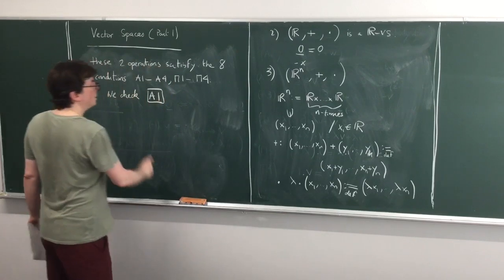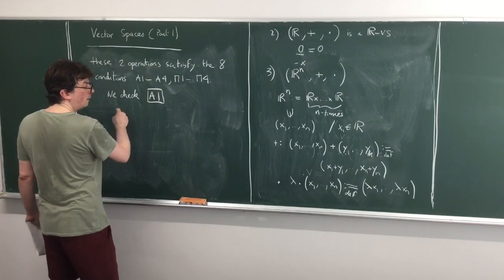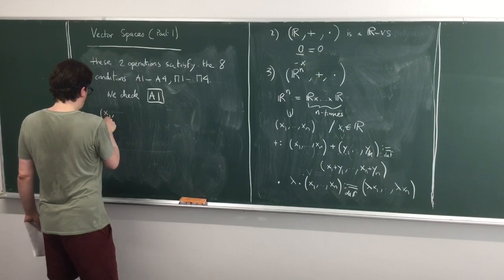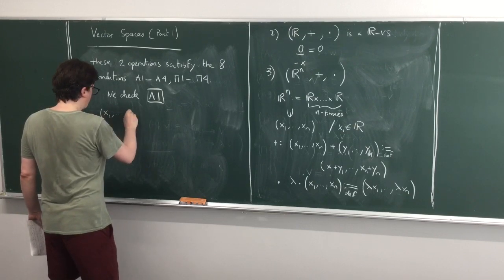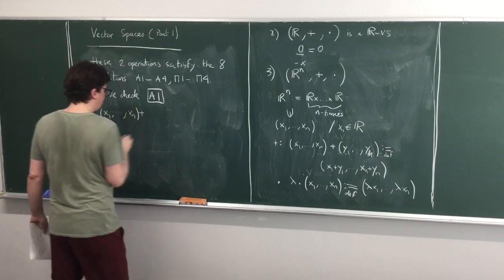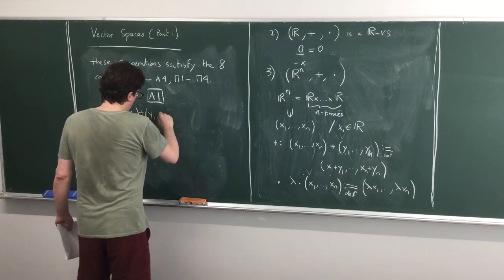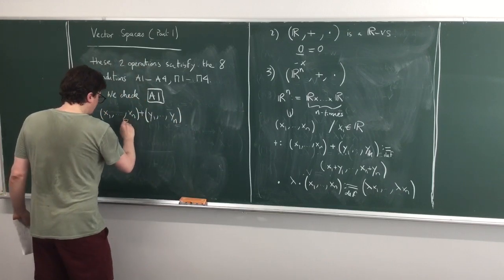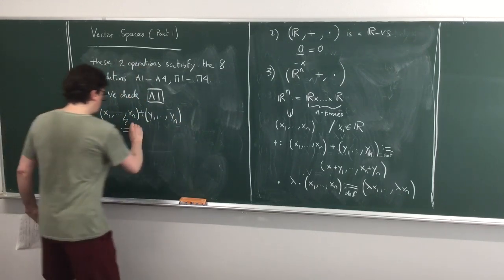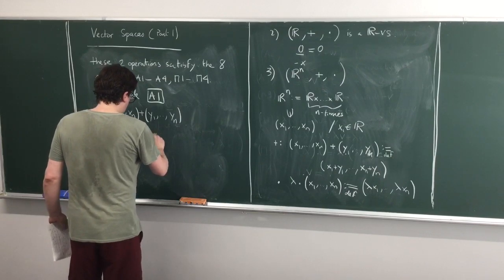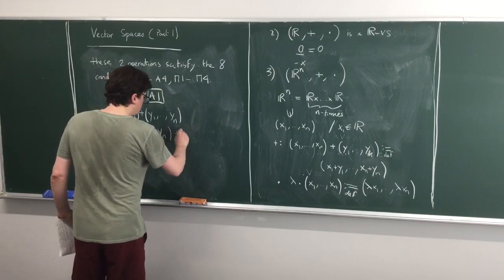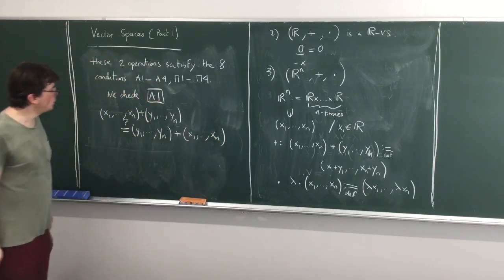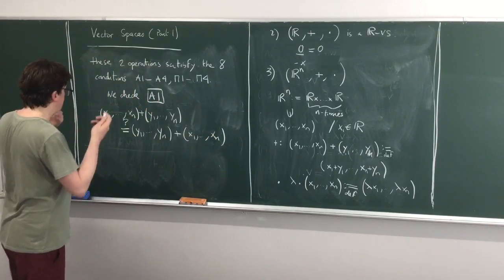Okay, so what is A1? We need to check that if I start from one vector, x1, ..., xn, and I add it with another vector, y1, ..., yn, then the question is, is this equal to y1, ..., yn plus x1, ..., xn? Okay, so the answer is yes.